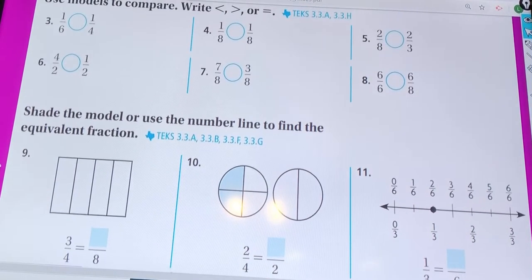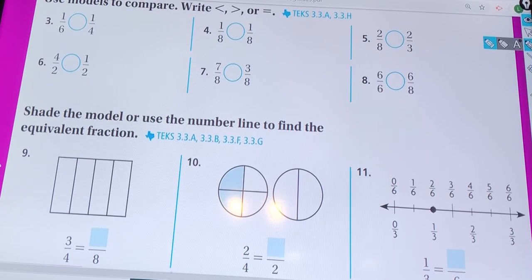Okay, use models to compare. So you could draw this, and I could draw this, but it would be difficult to draw on my screen. So I'm just going to talk you through the process of what I'm thinking here. So 1/6 and 1/4. First I want to look and see what is the same. These both have 1 as a numerator, but the denominator is different. So think about those denominators, 6 and 4.